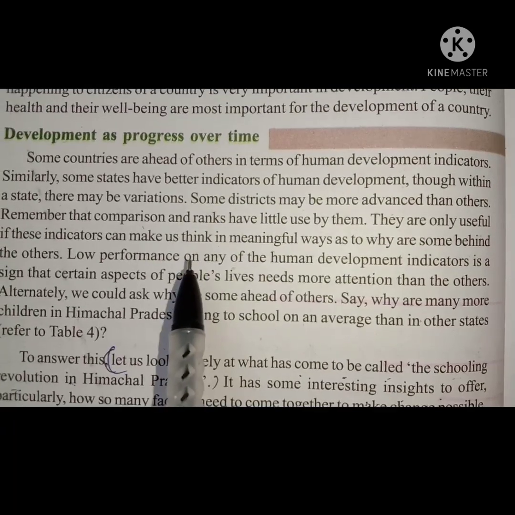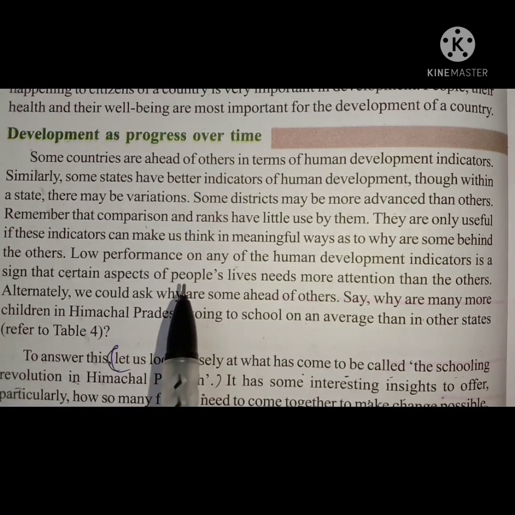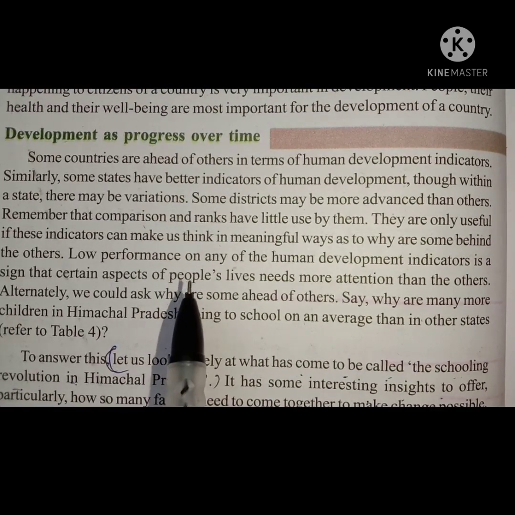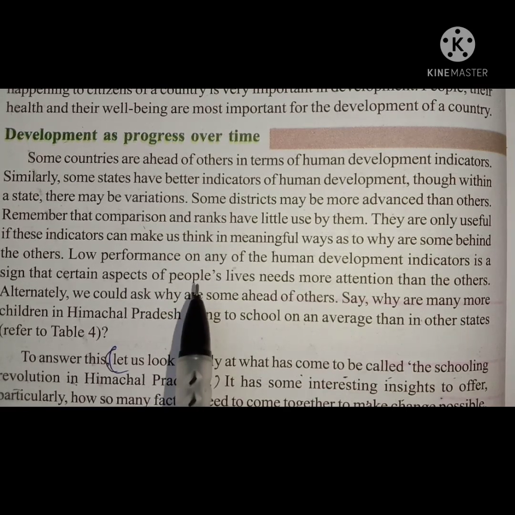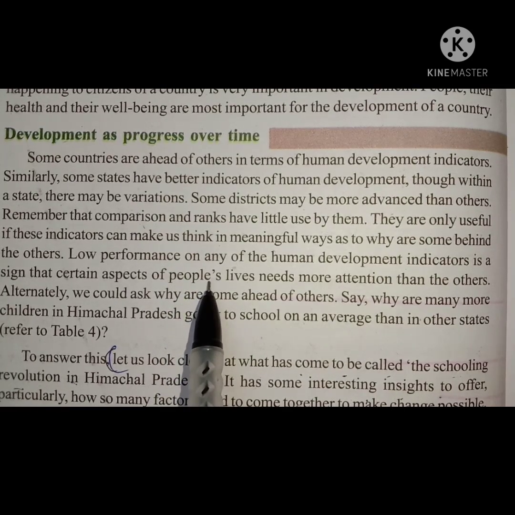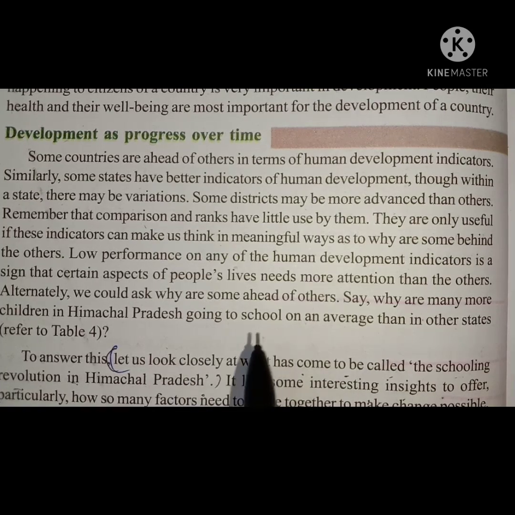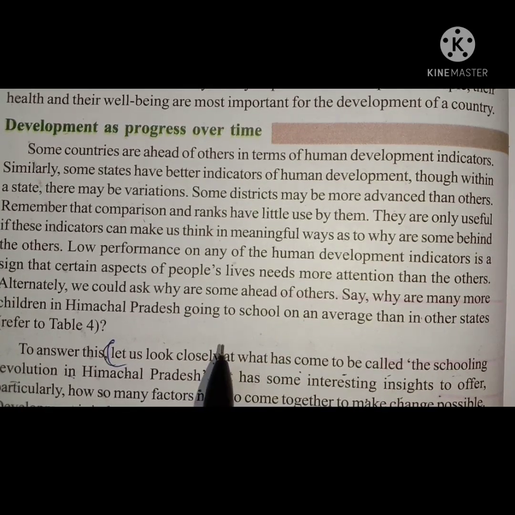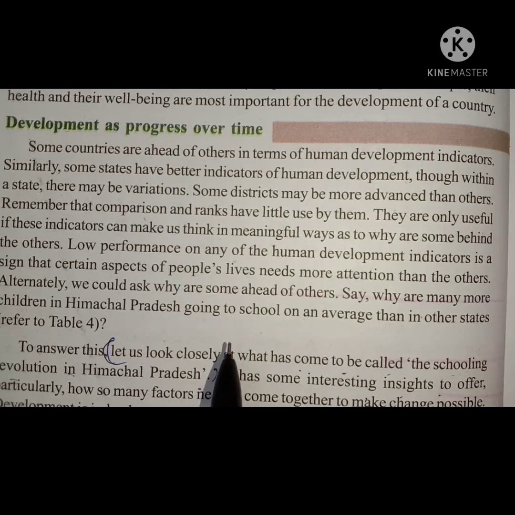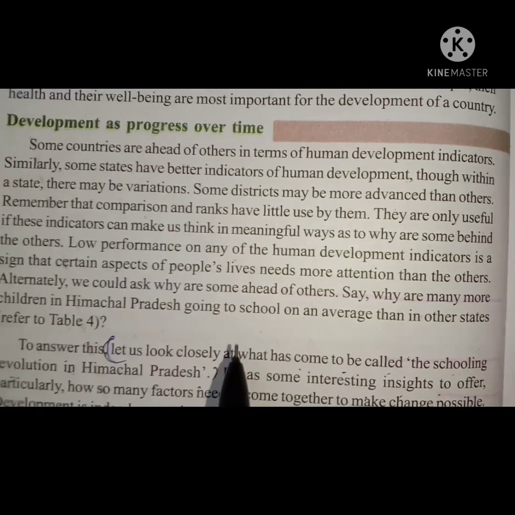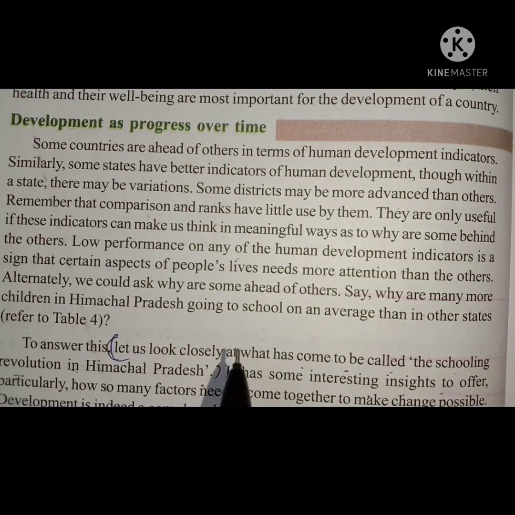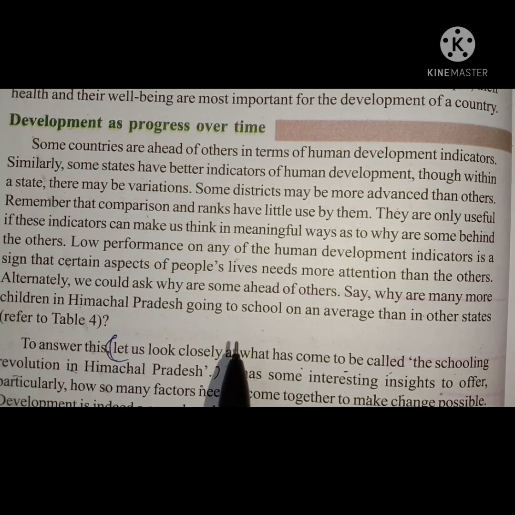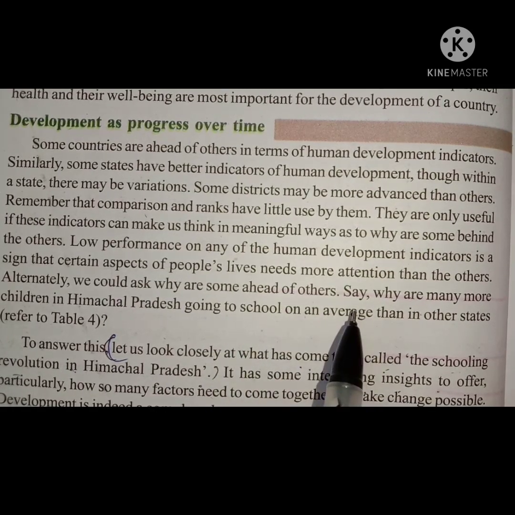An intensive survey on schooling was conducted in 1996 and 2006. Gender bias was very low in Himachal Pradesh. Schooling became a social norm. There was greater development in schooling and spread of education in Himachal Pradesh.